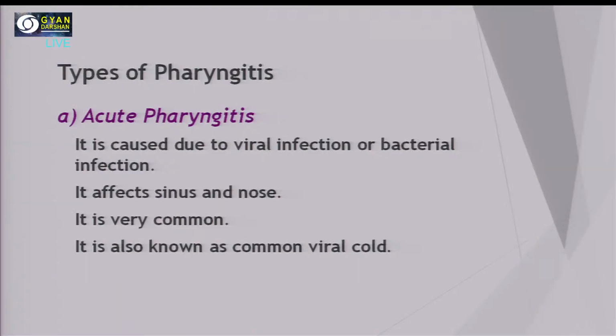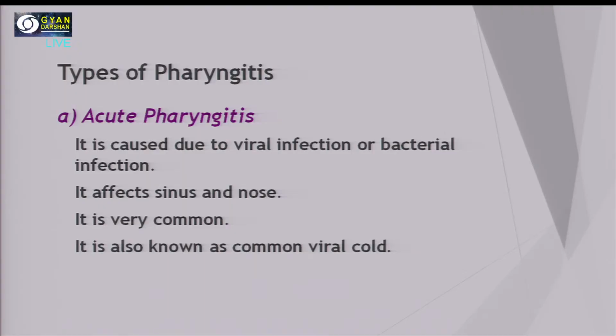The pharynx is actually divided into three parts. Nasal part is known as nasopharynx, oral part is known as oropharynx, and your lowermost part is known as laryngopharynx. So infection in any of the parts, especially your oropharynx, can lead to pharyngitis. It is of two types, acute and chronic.